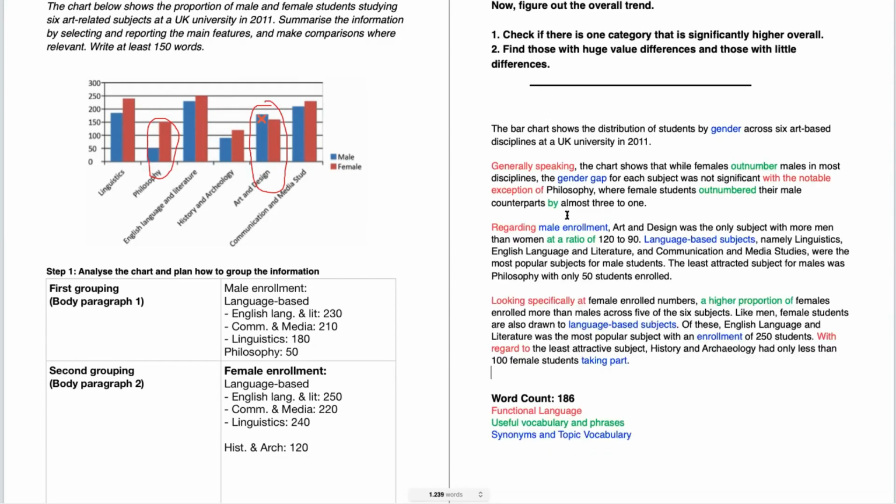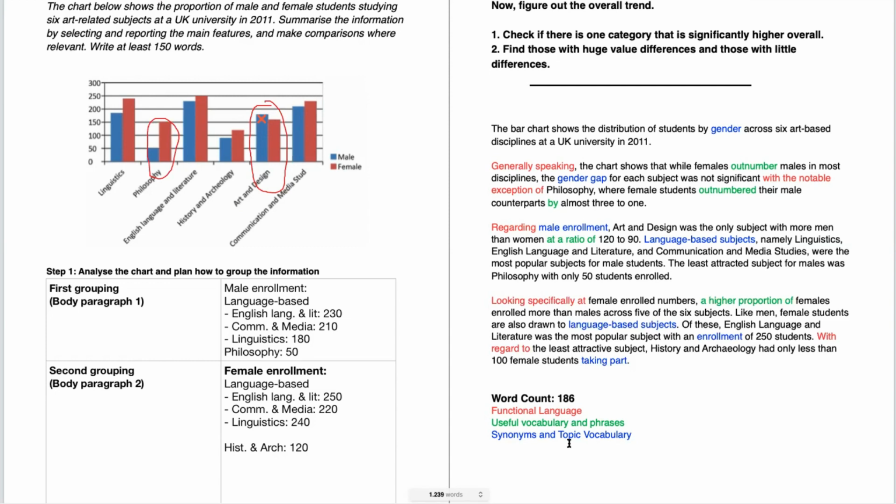Okay, and so I've cleaned it up a little bit. We see that our word count is 186, which is perfect. We had a 150 word minimum, so we have met that, and we haven't gone too far over, so we've definitely spent the right amount of time on this. Now in color coding, I have functional language in red, useful vocabulary and phrases in green, and synonyms and topic vocabulary in blue. This will really depend on how much you are prepared in terms of your vocabulary and your synonyms and basically all of your language acquisition prior to the exam.